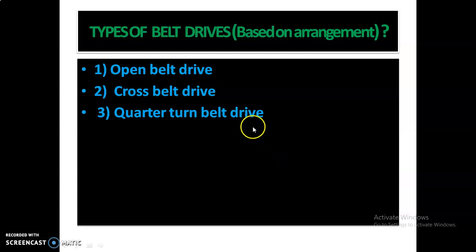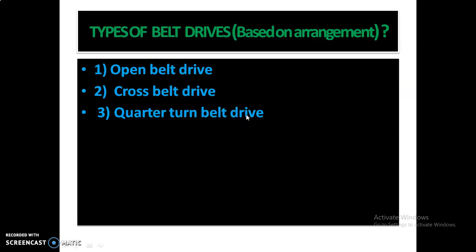Next topic is types of belt drives based on arrangements. This is very important from our syllabus point of view. So basically we have three types of belt drives based on arrangement. They are open belt drive, cross belt drive, and quarter turn belt drive.